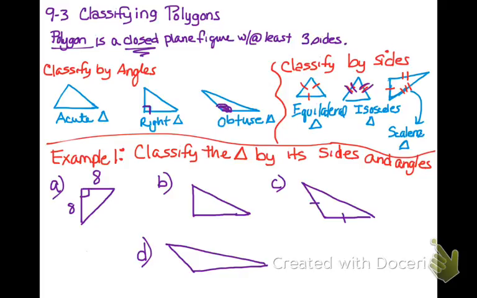Now, for today, we're going to classify the triangles by its sides. So we're going to start with the side. So it's either going to be an equilateral triangle, isosceles triangle, or scalene triangle. So if I look at A, I have 2 sides that are the same. So what is that going to be on the side section? Isosceles.